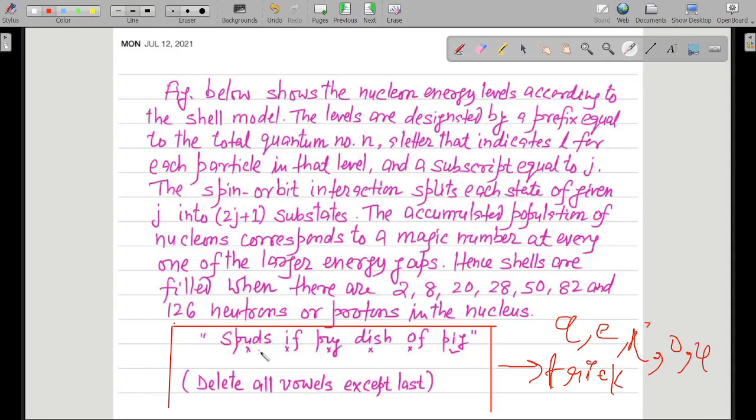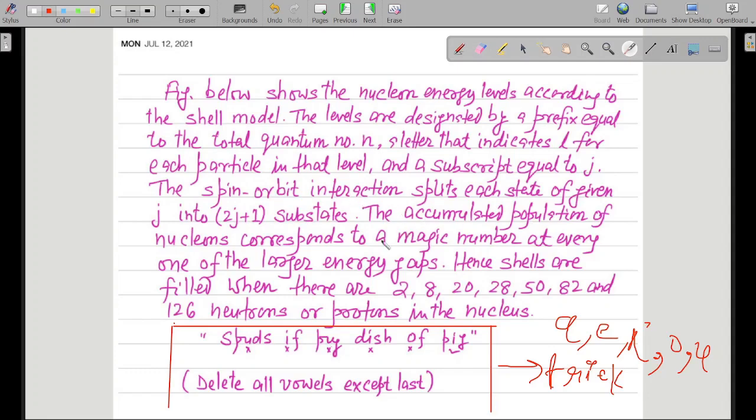So spuds, delete u, because u is a vowel. If, i is a vowel, so delete it. Pig, i is a vowel, so delete it. Dish, i is a vowel, so delete it. Of, o is a vowel, so delete it. Pig, now there is i as a vowel over here, but delete all vowels except the last. So the last vowel i will remain, that's why a tick is there, and over here there are crosses.